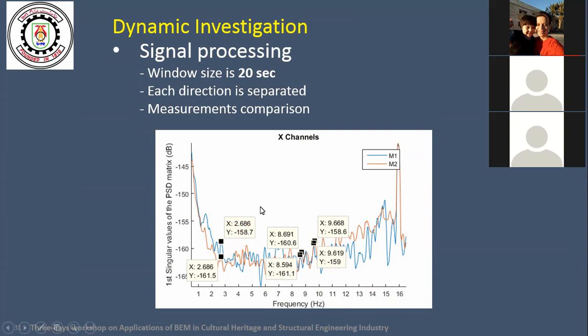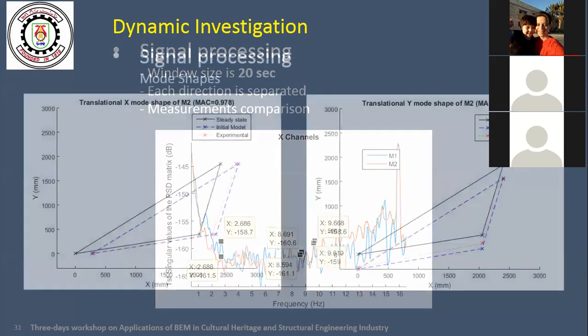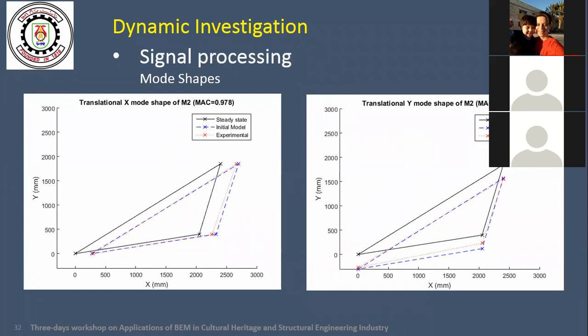So in order to improve our signal processing, we took windows with shorter time, separated the X channels from the Y channels from the Z channels, and tried to start comparing the measurements. This is an example of the mode shape that is translation. These are the 3 points that we have, the accelerometers, and these are the translations in the X direction. And this is another mode providing the translation in the Y direction.